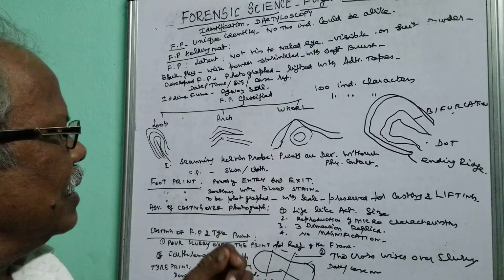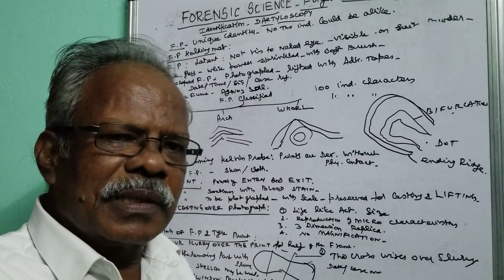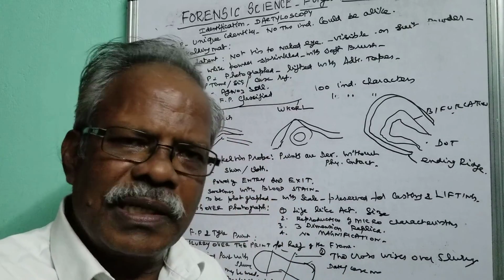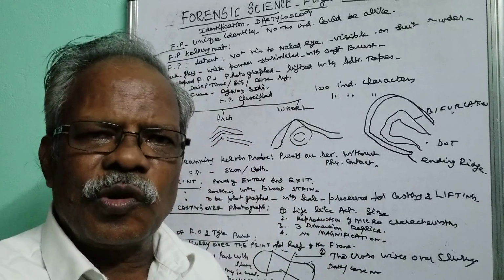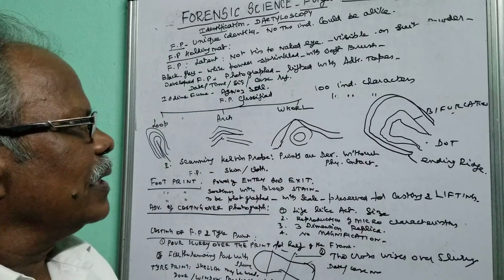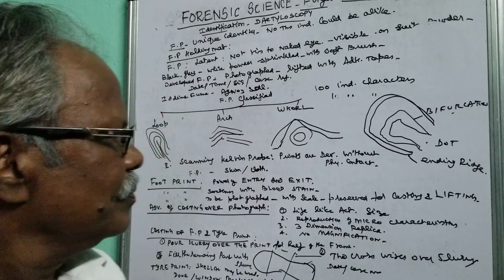And another, whorl type, means a small round will be there, a ridge will be there, and over it again and again, overlooping whorl-like structures will be found. That is called whorl type of fingerprints.